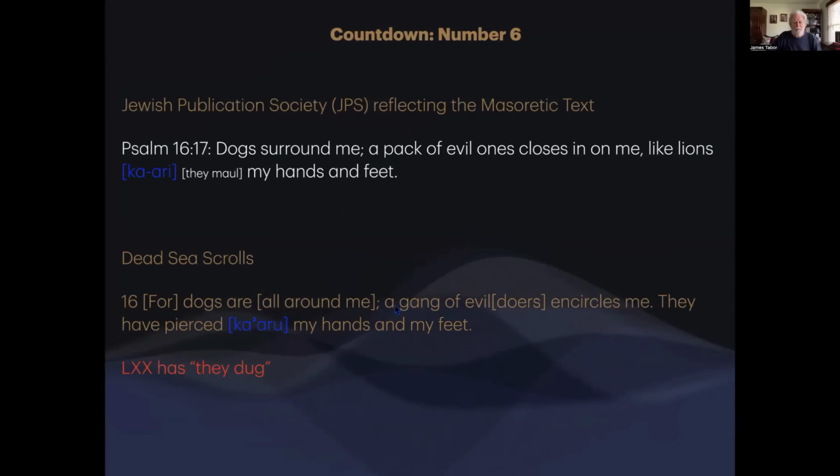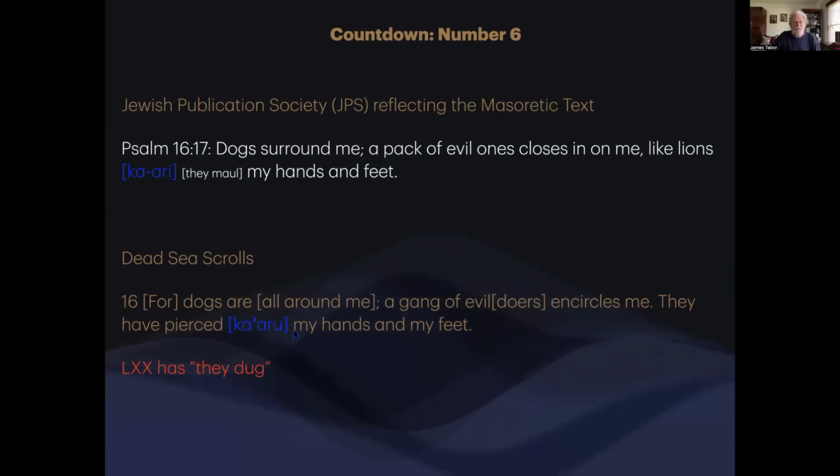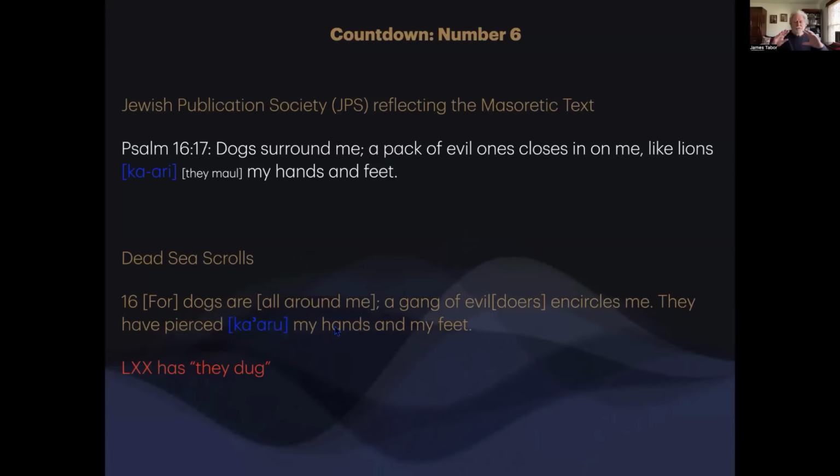For dogs are all around me, a gang of evildoers encircles me. They have pierced my hands and feet. Now, you're going to find that in English versions because some Hebrew versions have that, and that is ka'aru. Now, notice ka'ari, lions, and ka'aru becomes a verb, karu, which can mean to dig or to pierce in various forms. There's a completely different picture here.